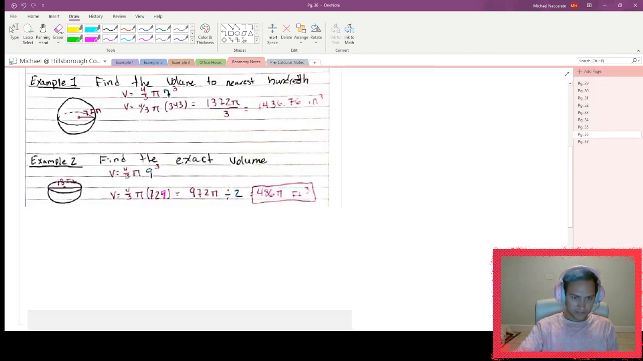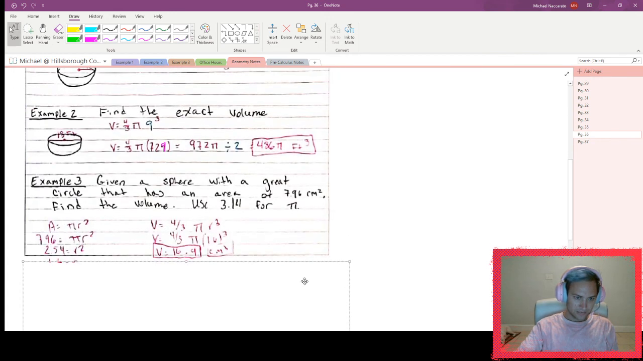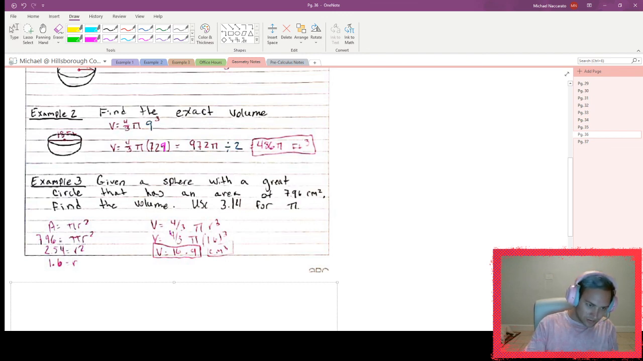So again, let me bring this up here. This is where it starts getting real ugly. This over here should have been, I think the light was just hitting it wrong, 4/3 pi 1.6 cubed. This was centimeters cubed that I forgot to put, and then it's 16.9 centimeters cubed. So 16.9 centimeters cubed, if you can't see that.